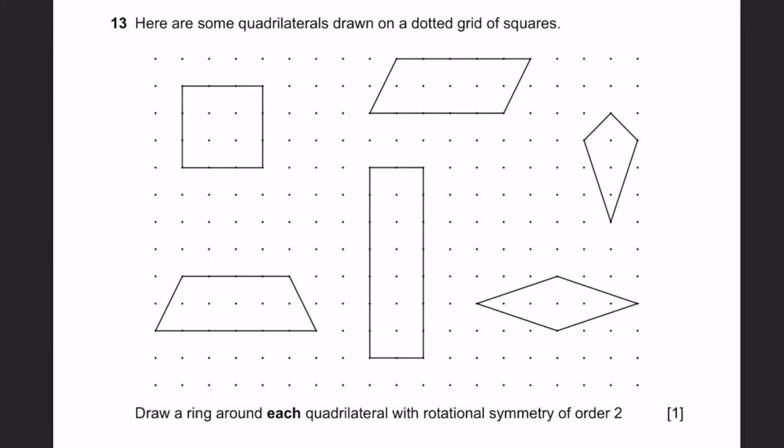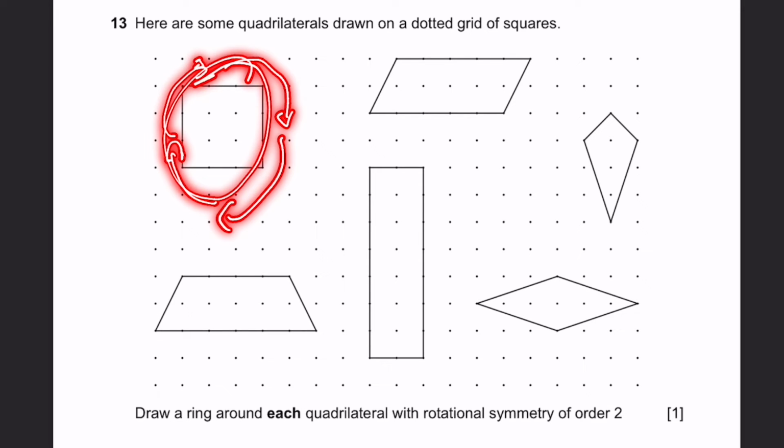Here are some quadrilaterals drawn on a dotted grid of squares. Draw a ring around each quadrilateral with rotational symmetry of order 2. Let's look at the first one, the square. A square can be rotated 90 degrees to come back to its original shape, to be in the same orientation as it was before. It looks the same after rotating 90 degrees. And if you do that 4 times, you'll come back to the exact way it was placed before.